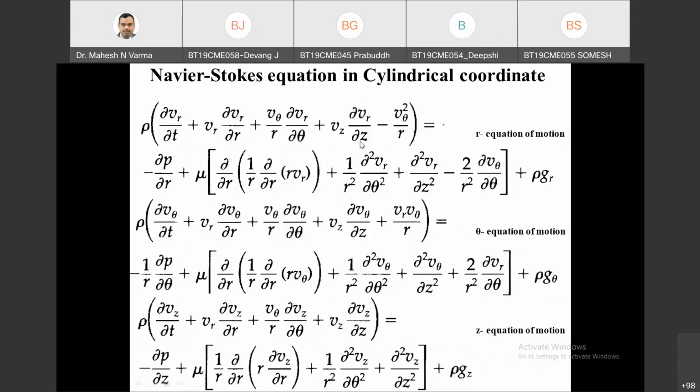Pressure is a function of r because of centrifugal force, and pressure is a function of z because of gravitational force. Pressure is a function of gravitational force and centrifugal force. That information is available in the r equation of motion and the z equation of motion. But as I want the V theta velocity profile, the theta equation of motion will give me the velocity profile.